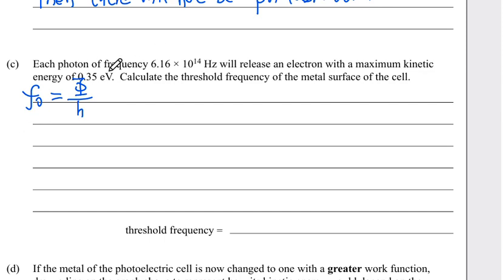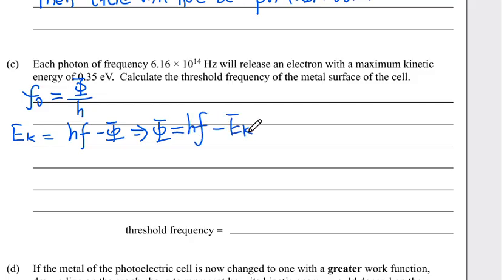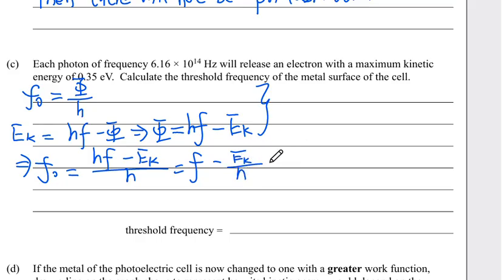To know this phi, since we are given these preconditions, we can use EK equals hf minus phi, so phi is going to be equal to hf minus EK. EK is given in electronvolts, and f is given too, so we can calculate this number. If you don't want to calculate the value now, we can keep simplifying. We have f0 equal to (hf minus EK) over h, so it is going to be f minus EK over h. Then at this point you can plug in some values.